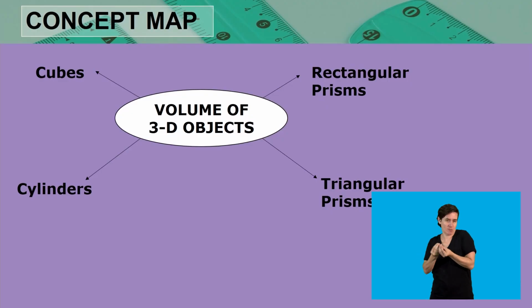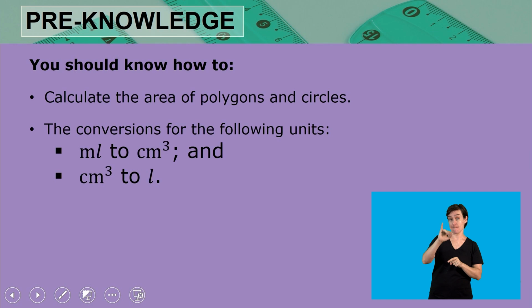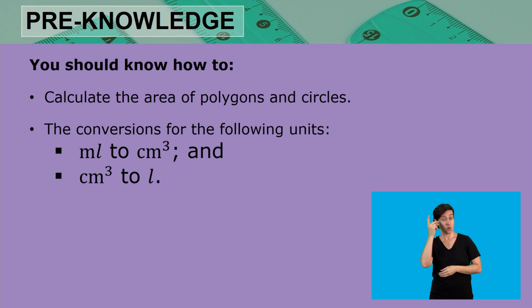Let's look at our concept map for today's lesson. Of course, we are focusing on the volume of 3D objects. We are going to be looking at the volume of cubes, then of rectangular prisms, and then of triangular prisms, and lastly of cylinders. You should know how to calculate the area of polygons and circles, and also the conversions for the following units: milliliters to centimeters cubed and centimeters cubed to liters.